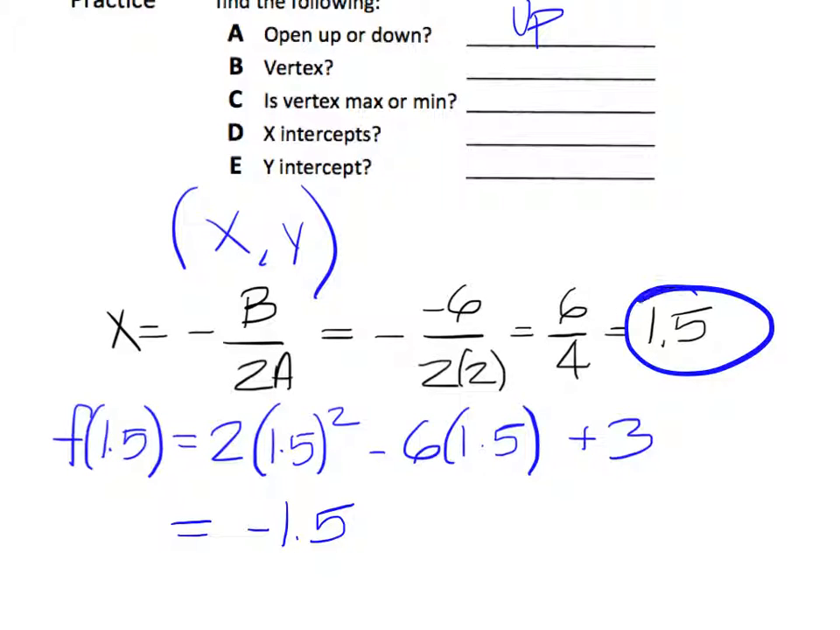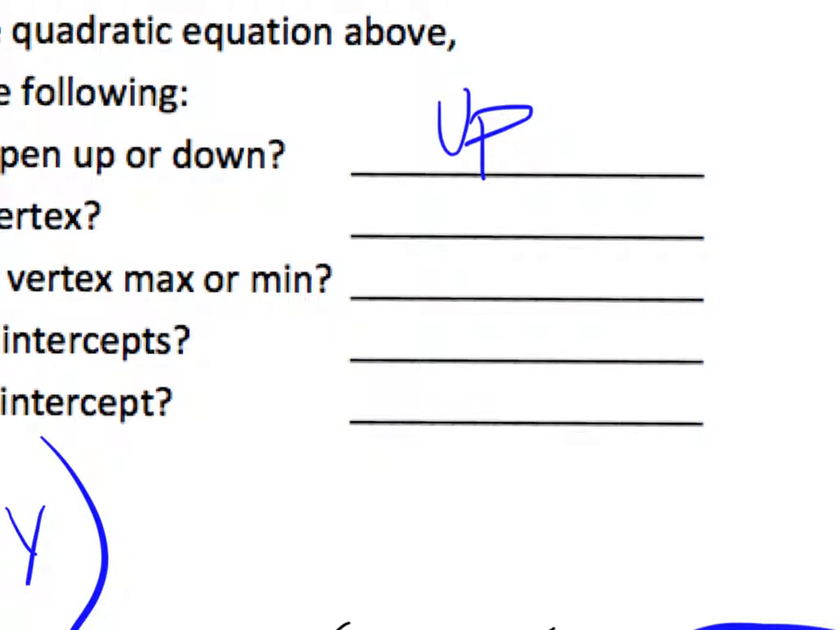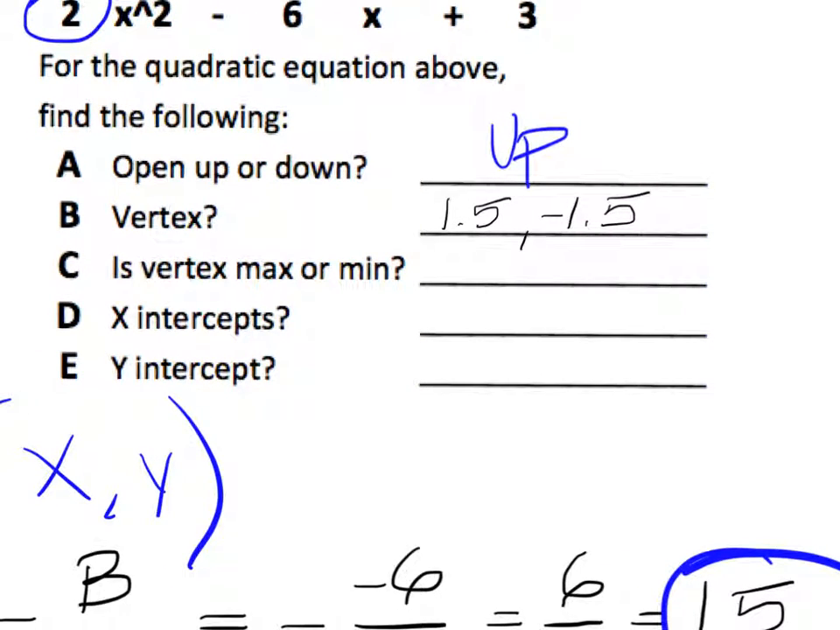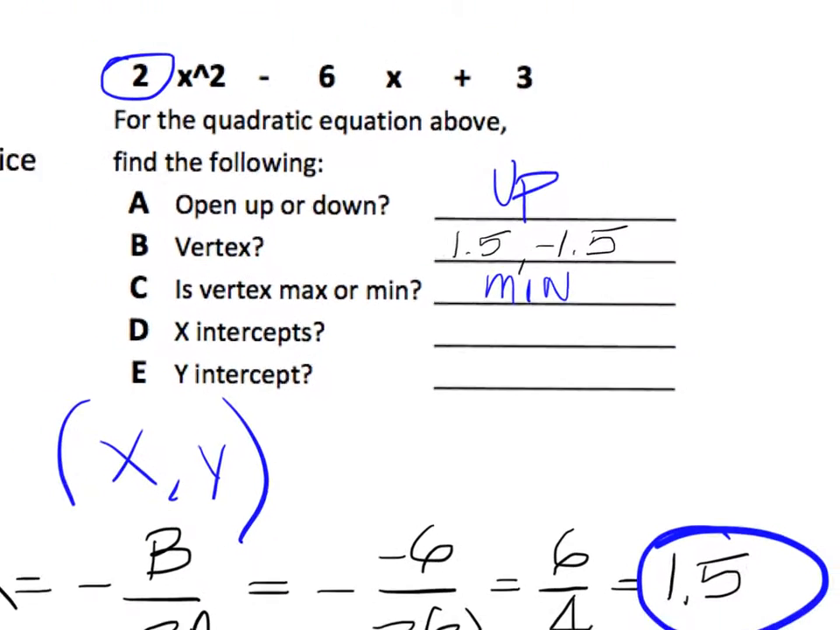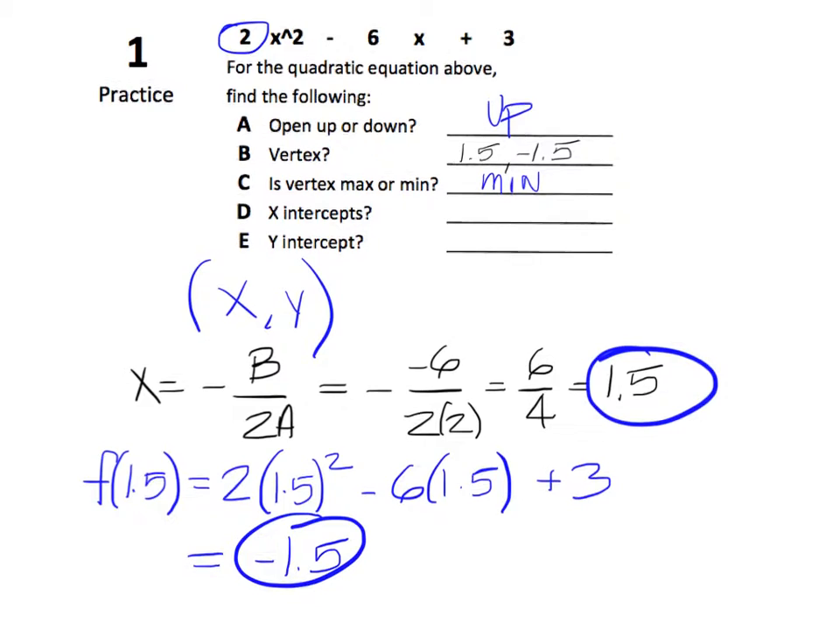So we have 1.5 and negative 1.5. That will be your vertex. Since this opens up, that means you will have a minimum point for the vertex. And then for the x-intercepts, this is just like the bonus problem that's on the TV. You have to solve that quadratic expression there for x.